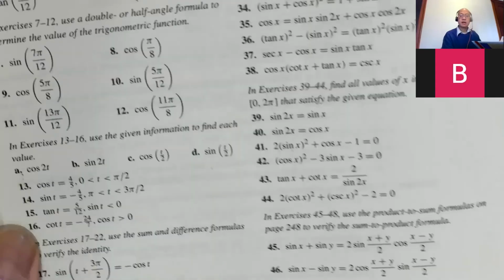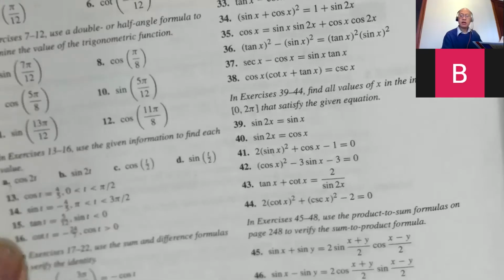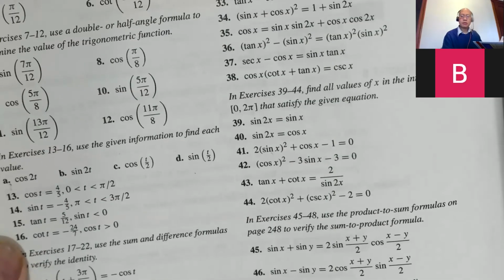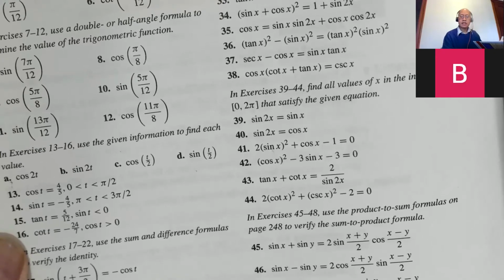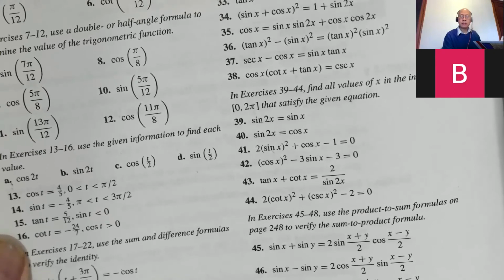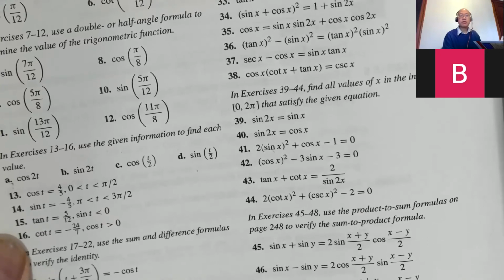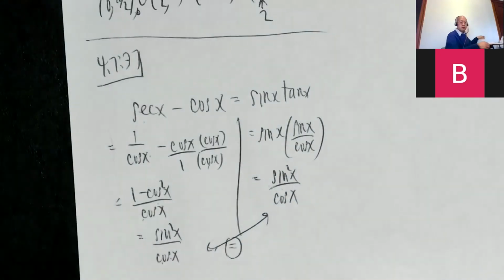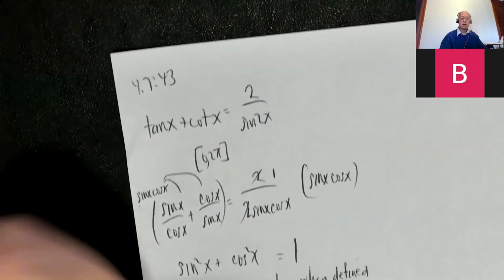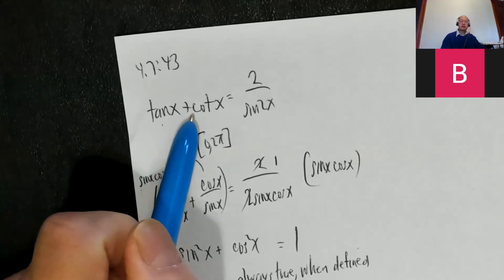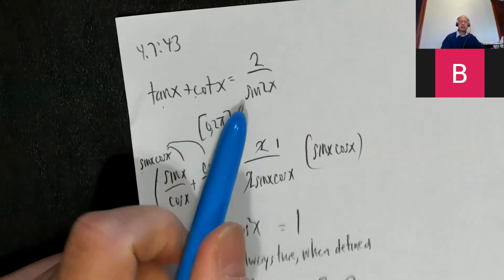Problem 4.743 says find all values of x in the interval from 0 to 2 pi that satisfy the given equation. Tan x plus cotangent x equals 2 over sine 2x. Well, I'm practically going to work it out almost like an identity. Tan x plus cotangent x equals 2 over sine 2x.